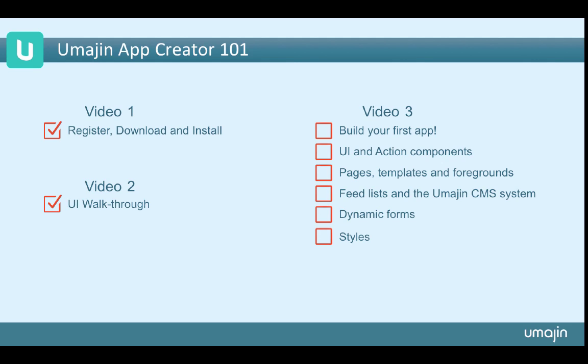And now we're on to video number 3, and in this video we're actually going to build our first app. Some of the things we're going to be doing is using UI and action components. We're going to be going through and explaining and creating pages, templates, foregrounds. We'll be using feed lists and the Umajin CMS system, as well as dynamic forms and styles.